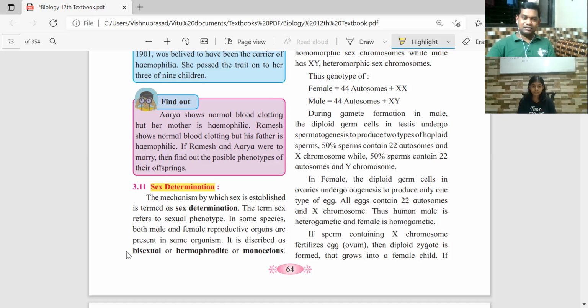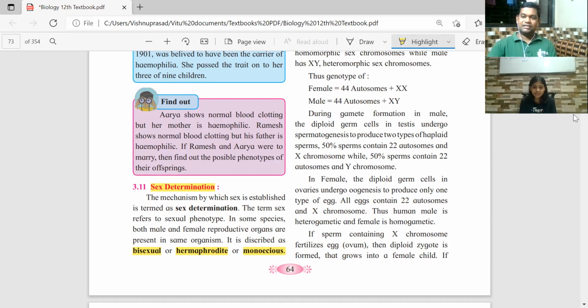If the organism is bisexual or a hermaphrodite, that means the same organism has both male and female sex organs. In that case, there is no question of sex determination because every organism will have both of them. Such an organism we call monoecious. Monoecious is the other word for bisexual. They are one and the same. Bisexual, hermaphrodite, monoecious are one and the same. They simply mean that in the same individual organism, the male and the female reproductive organs are present.